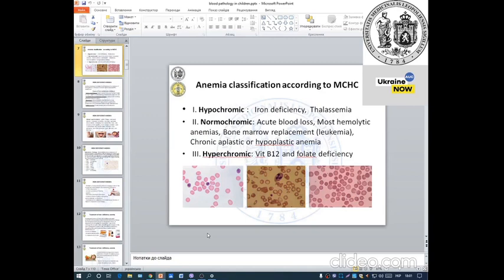And the final classification characterizes anemia according to the mean corpuscular hemoglobin concentration. There are hypochromic anemia, for example, iron deficiency, thalassemia, normochromic anemia, most hemolytic anemias, for example, and hyperchromic anemia, vitamin B12 and folate deficiency anemias.